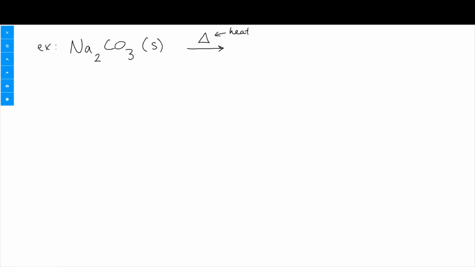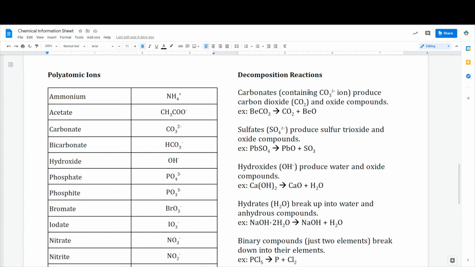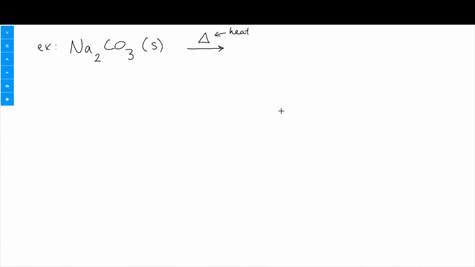Well, we'll go to the chemical information sheet and we see that carbonates, like sodium carbonate, produce carbon dioxide and the corresponding oxide compound. So, carbon dioxide, that's a gas, plus the corresponding oxide compound.